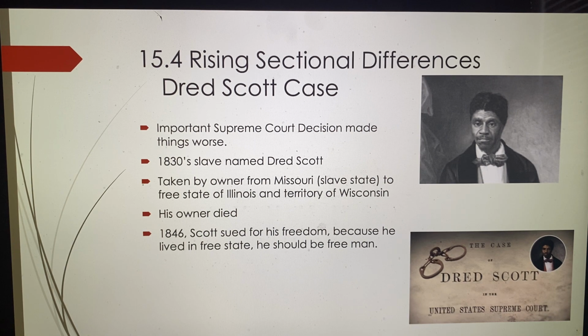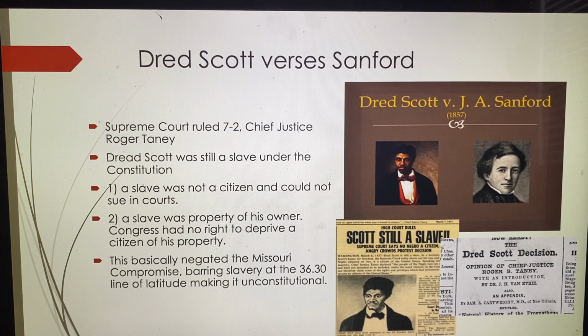This would be a very important decision in the Supreme Court. It was called Dred Scott versus Sanford. We see this picture here, Dred Scott versus Sanford. Well, the Supreme Court then ruled 7-2. The justice at this time was Roger Taney.